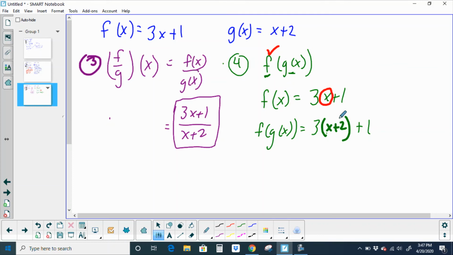Next, we can simplify this a little bit. Let's not get too lazy. Distribute the 3, so we get 3x, and then 3 times 2 is 6, and then the plus 1 hanging out there. Simplify that a little bit more, so this is 3x plus 7. And that's your answer for that one. So for composition of functions, you start with the outer function, and then you replace all the x's with the inner function. Notice, instead of having x here, I now have what g of x is.